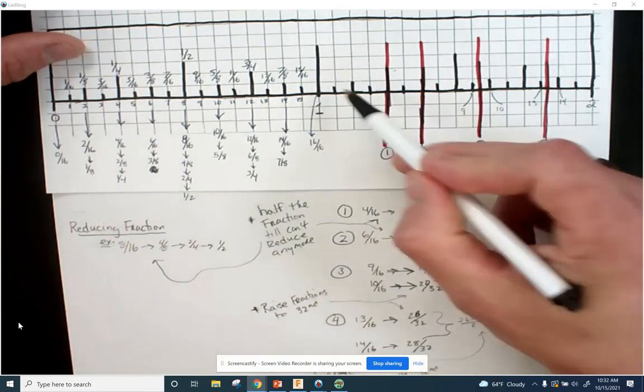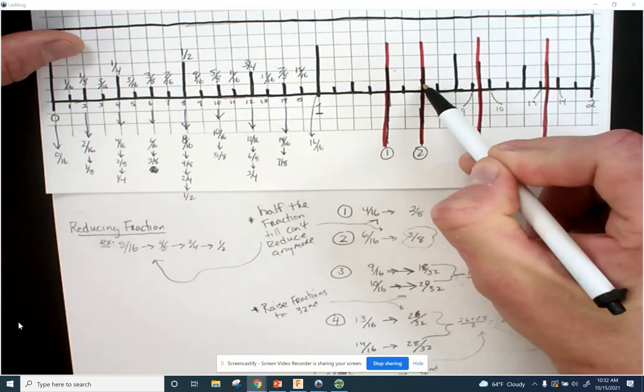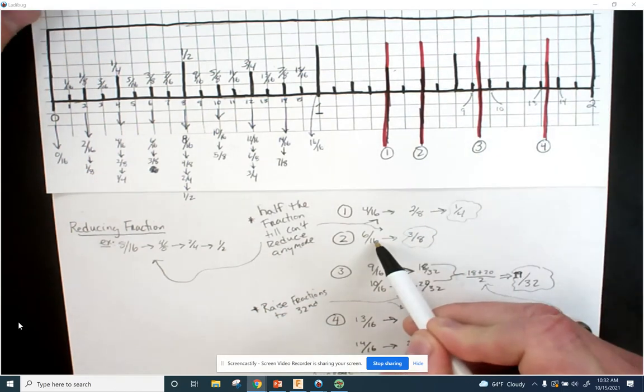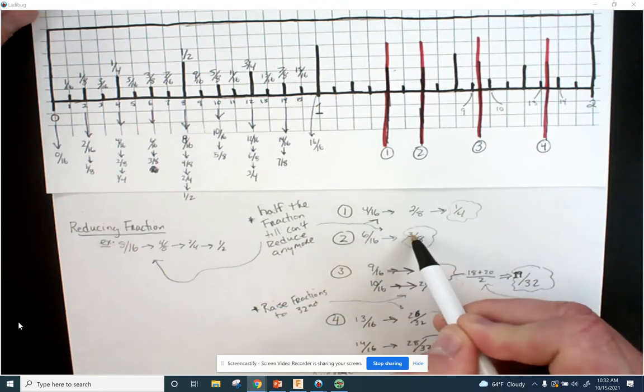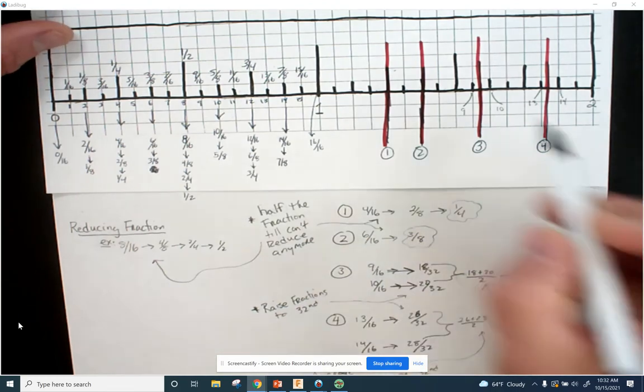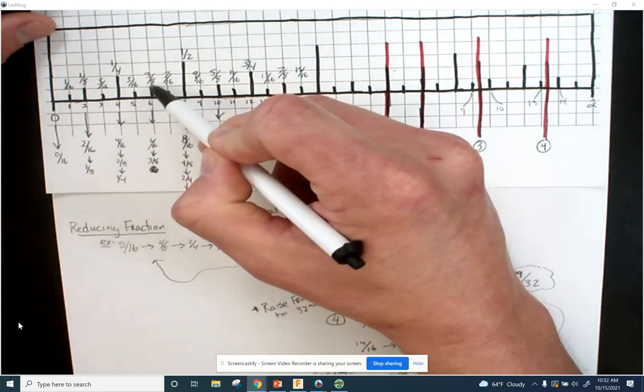Number 2, 1, 2, 3, 4, 5, 6. This is 6/16. 6/16 can get reduced. Half of 16 is 8. Half of 6 is 3. Okay, so 3/8. And if you come up here to the 6 mark here, that is reported as 3/8.